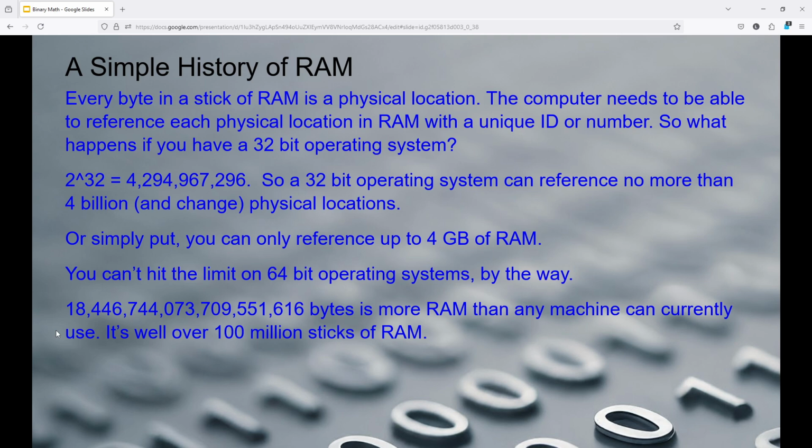4,294,967,296, which basically means that a 32-bit operating system can refer to no more than 4 billion and some change physical locations. Or to put it more commonly, you can have up to 4 gigabytes of RAM. That's why on a 32-bit operating system, you can't have more. You also couldn't have hard drives larger than 4 gigabytes.